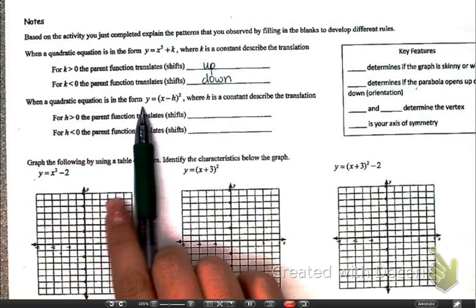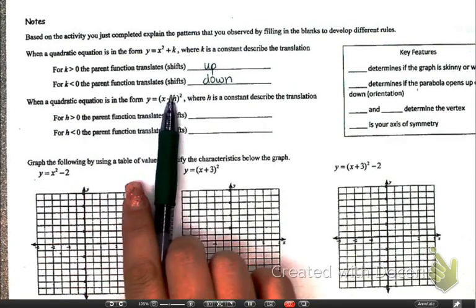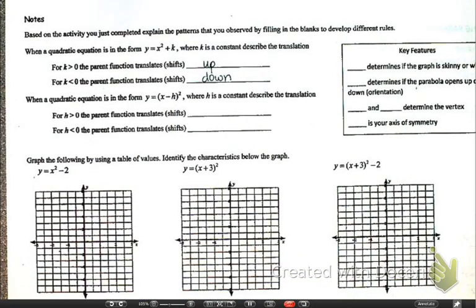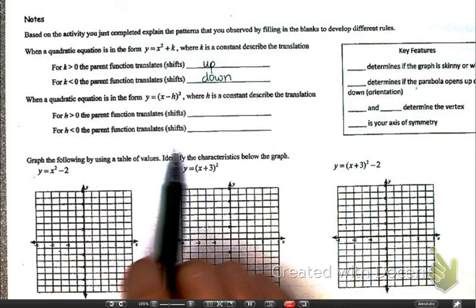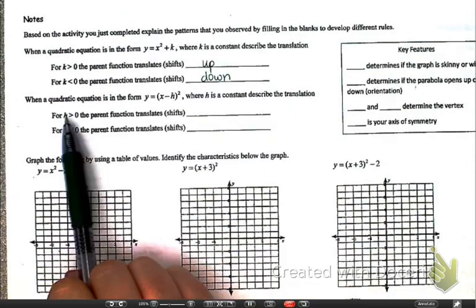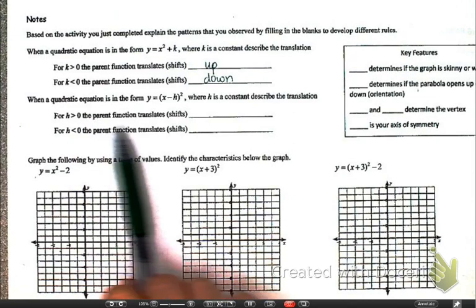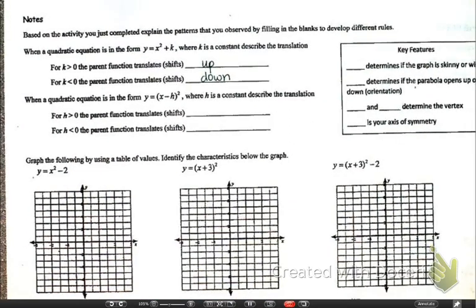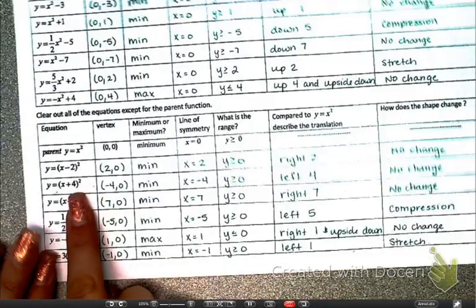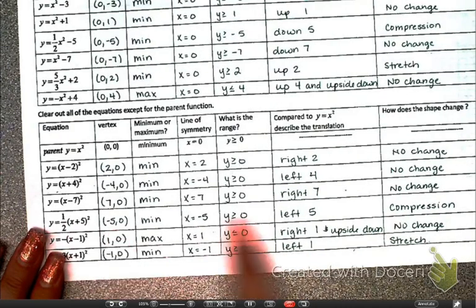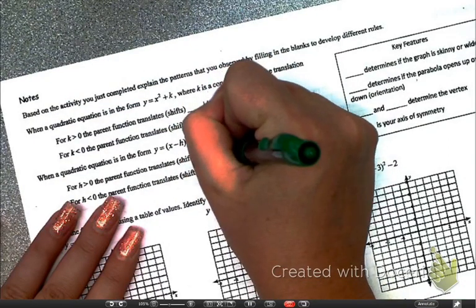When we had the quadratic equation y equals parentheses x minus h squared, was that at the top or the bottom of our activity? The bottom. H is a constant number. What happened when h was positive, or greater than 0, so when you had a plus 4, which way did it shift? Let's look back. So I had a plus 4, it shifted to the left. A plus 5 shifted to the left. So this should be to the left.